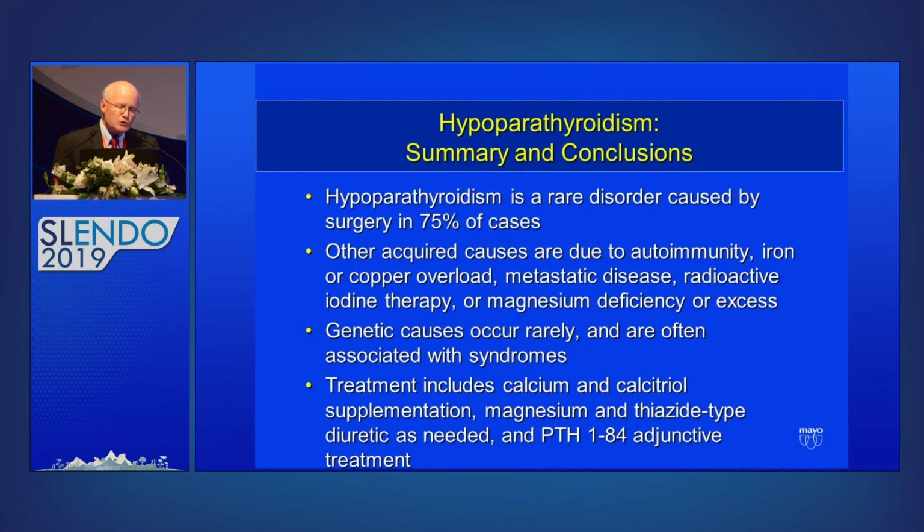I'll leave you with a summary slide that talks about just the overview of this. This is a rare condition, essentially surgical in most cases, 75% or so, but a wide range of other differential diagnoses and genetic causes are also in that picture, harder to diagnose now because we don't have these tests clinically widely available. The treatment usually includes conventional therapy, but now we have the adjunctive therapy of PTH 1-84 or possibly teriparatide in your situation. I'll leave it at that and maybe answer questions later.